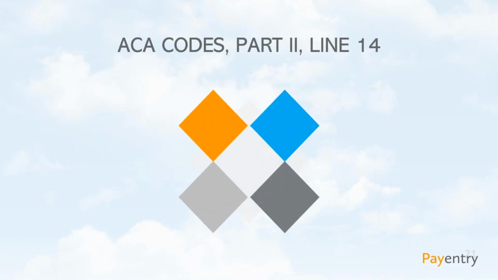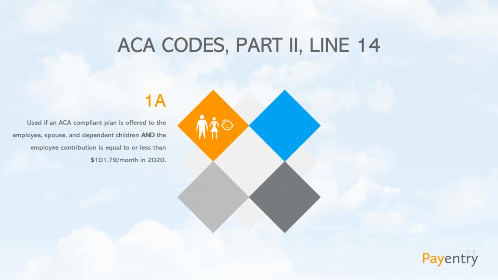So let's talk about codes, and there are plenty of them. 1A is used if an ACA compliant plan is offered to the employee's spouse and children, and the employee contribution is equal to or less than, oops, I forgot to change that. It would be the new amount that I mentioned earlier for 2021. Sorry about that. 1A is the code if you offer a plan that is under the amount that is driven by the federal poverty level.